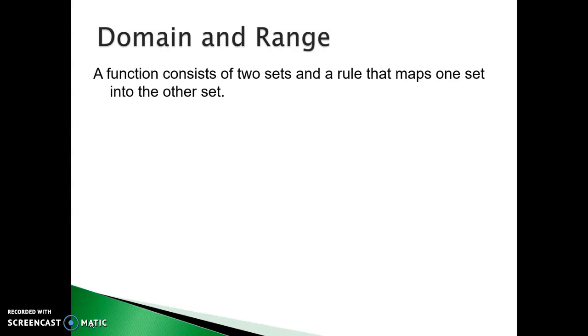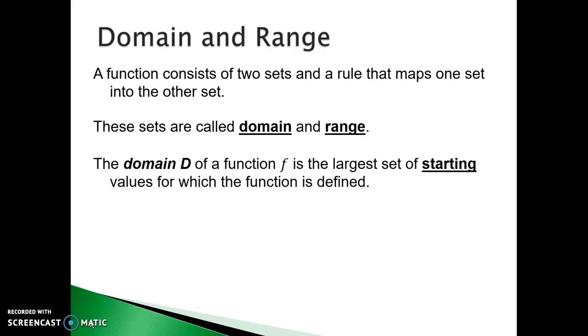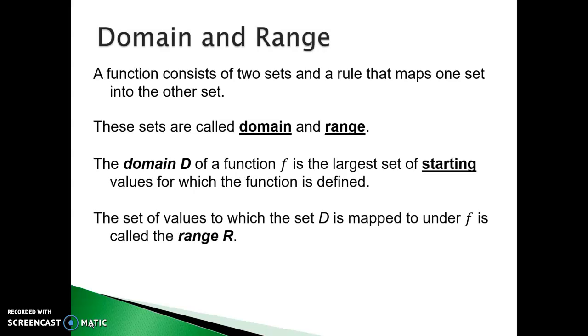So in this section, we're going to be talking about domain and range. That consists of two sets and a rule that maps one set into the other set. That's like when we were talking about one to many and many to one and things like that. The sets are called the domain and the range. The domain is your starting values and your range is going to be your finishing values.